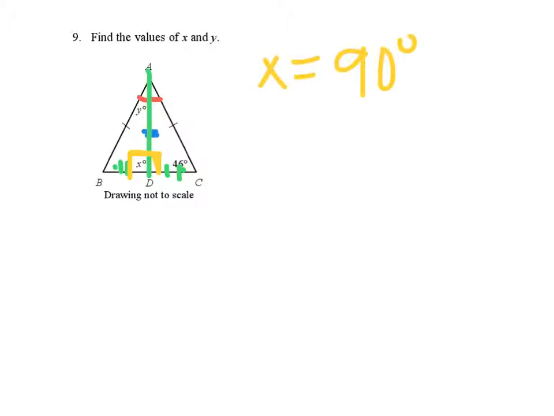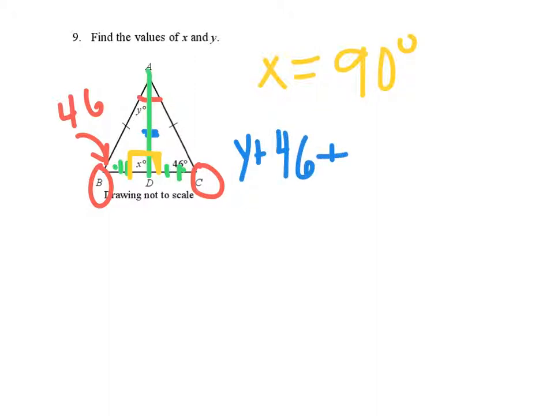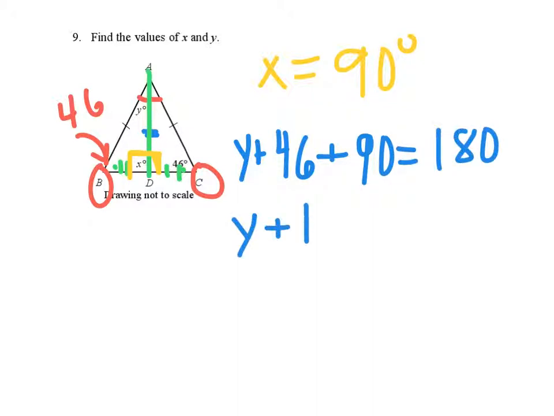I also know that angle C and B are going to be the same. So this one here is going to be 46. And so again, we have two angles in our triangle, and we can find that third one because they all equal 180. So we're going to find y. We're going to do y plus 46 plus 90 equals 180. So we have y plus 136, if we combine 46 and 90, equals 180.